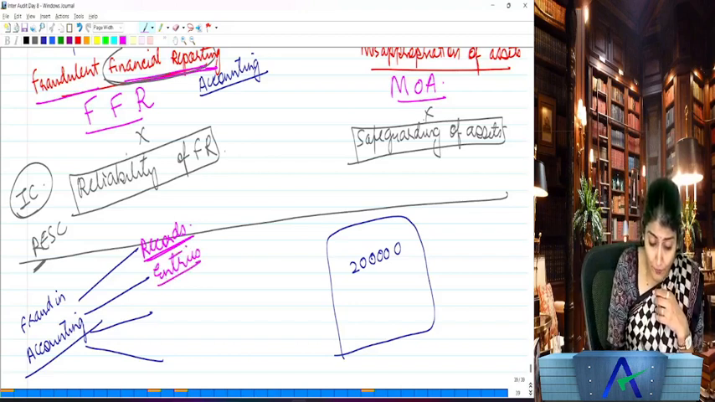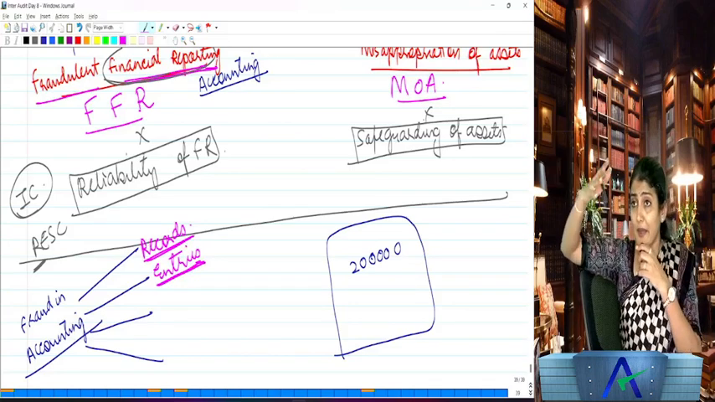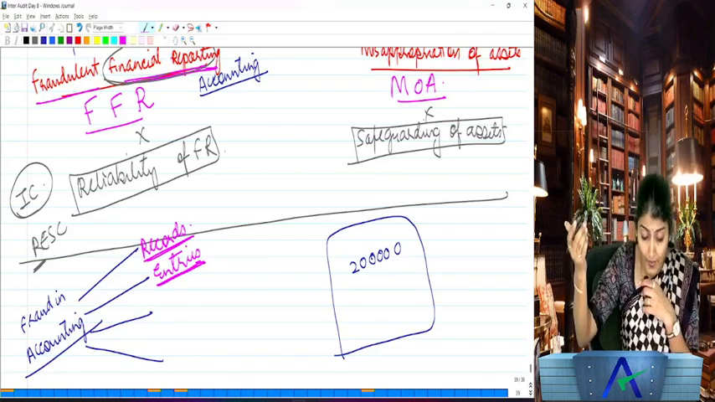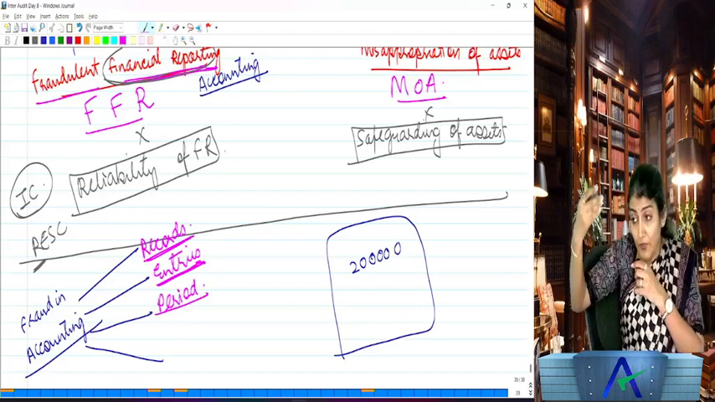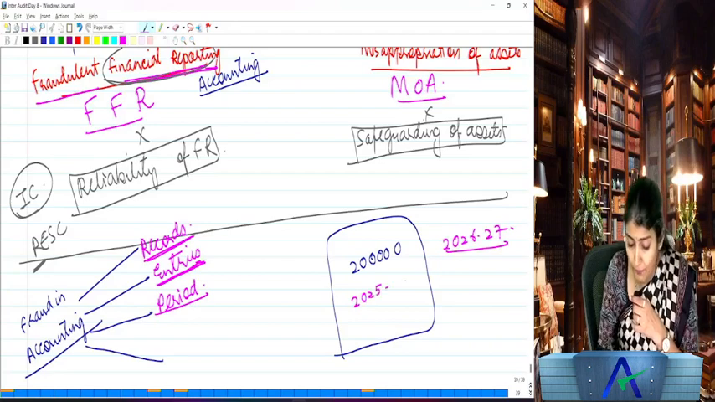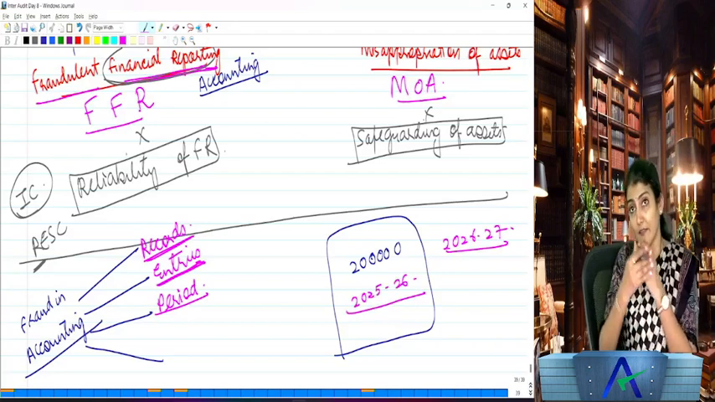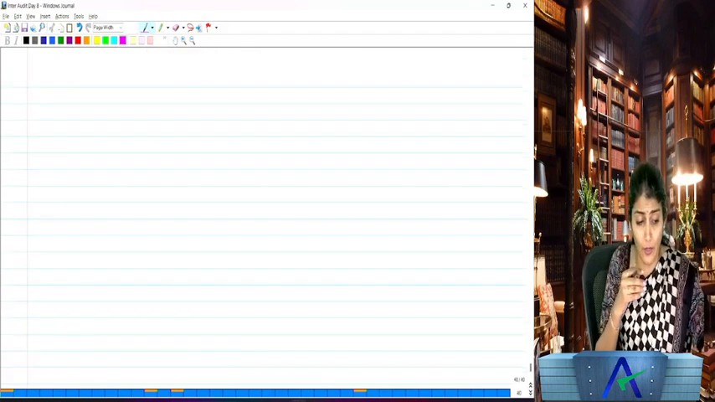Sitting, what to do? Write off the assets of the company. Bogus journal entries being passed in the books of account. Then what did you do? You did a fraud in the accounting period. For which period does the sale relate to? 26-27. When did you record it in your books of account? 25-26. You've done a fraud. You've not recorded it in the correct accounting period.